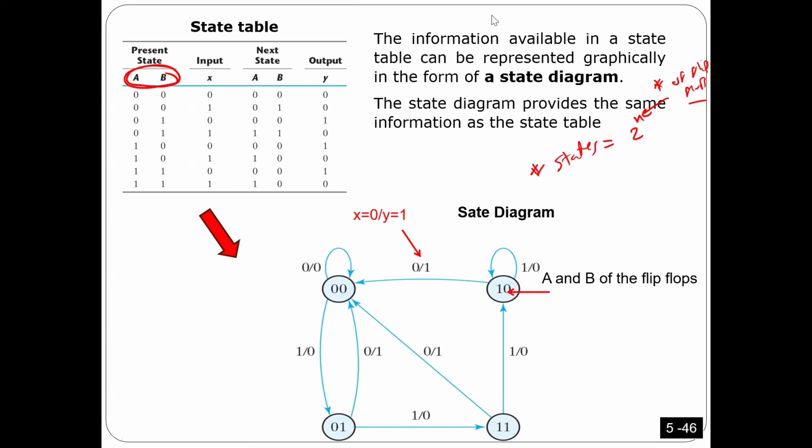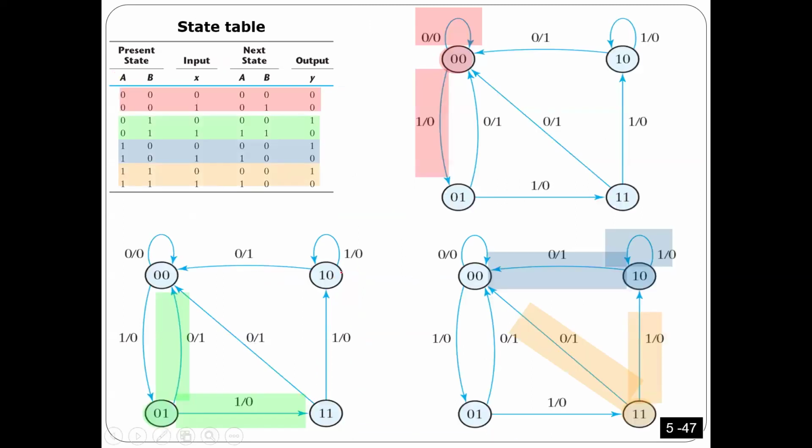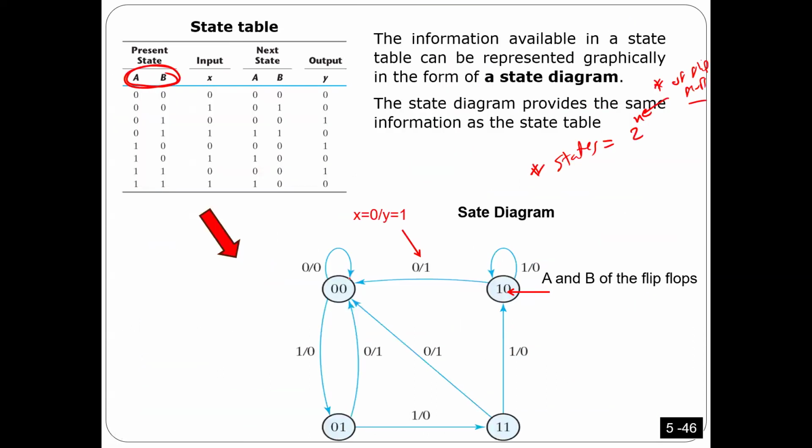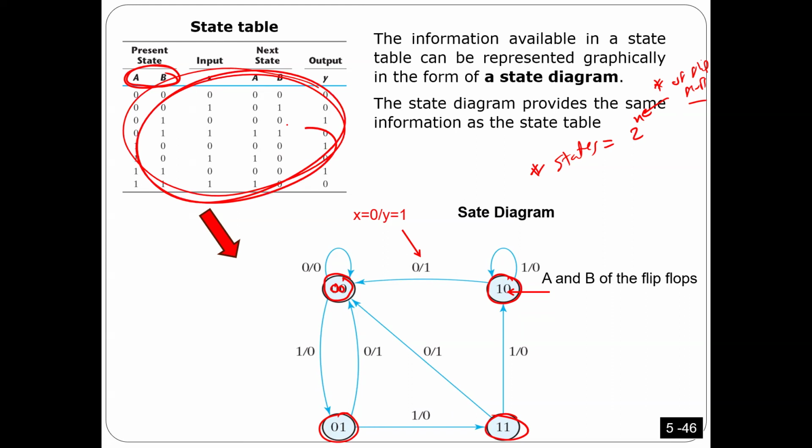So the first thing you have to do is make a circle. You have to make 4 states, circle this way, and put 0, 0. These two numbers are for A and B. When A is 0, B is 0. I'm going to make another circle here: 1, 0, 0, 1, 1, 1. This is the first state I have.